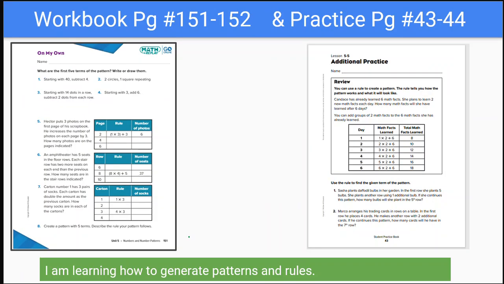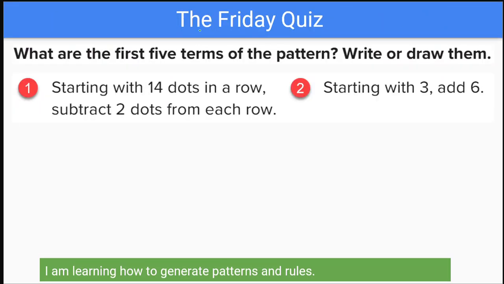Well, today in class, we're looking at pages 151 and 152, and then we're going to do your workbook, and then we're going to do practice pages 43 and 44, and you're going to learn how to generate patterns and rules, okay? Well, on the Friday quiz this week, it says, what are the first 5 terms of the pattern? Write or draw them.